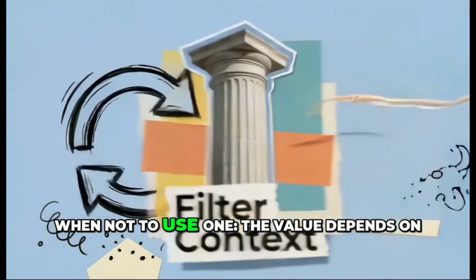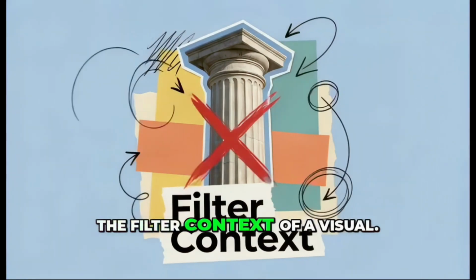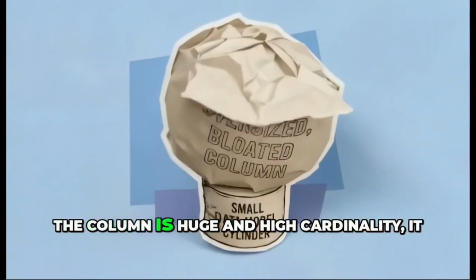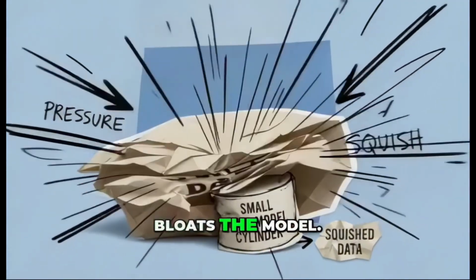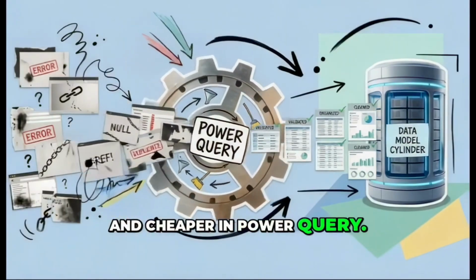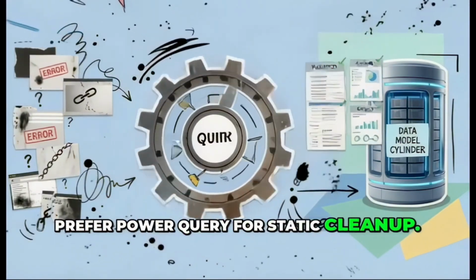When not to use one. The value depends on the filter context of a visual. For example, total sales for the selected period, use a measure instead. The column is huge and high cardinality, it bloats the model. The transformation could happen earlier and cheaper in Power Query. Prefer Power Query for static cleanup.